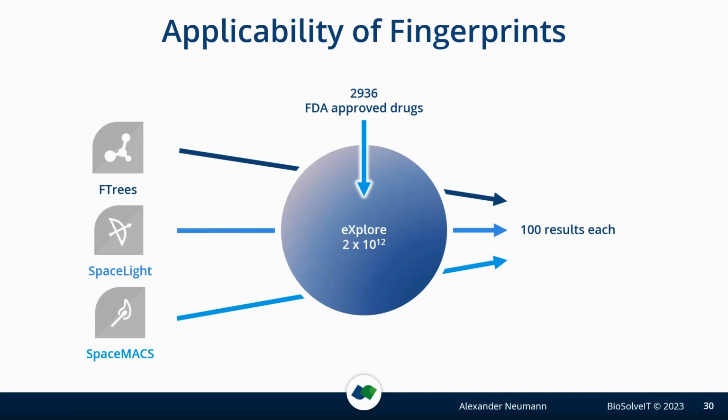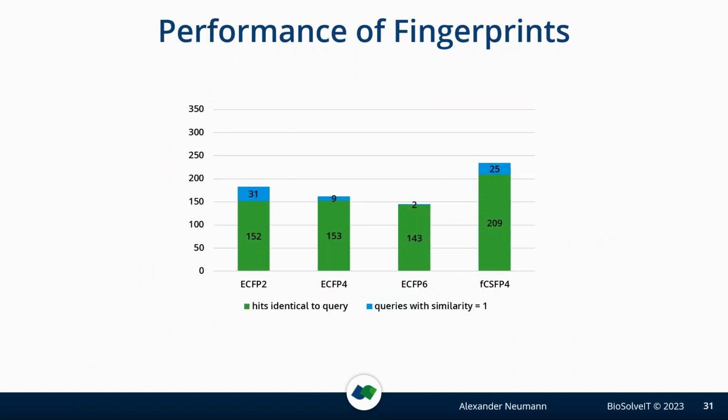Then with SpaceLight, we tried to compare the performance of fingerprint algorithms, and we saw that ECFP4 performed pretty well. It analyzed 153 hits identical to the query molecule, so it was able to retrieve exactly the compound that is within the space. And 9 further compounds also had a similarity of 1, but were not exactly the same.